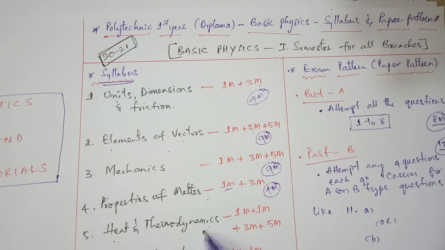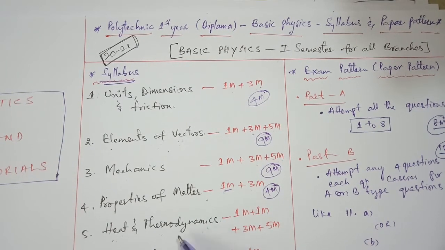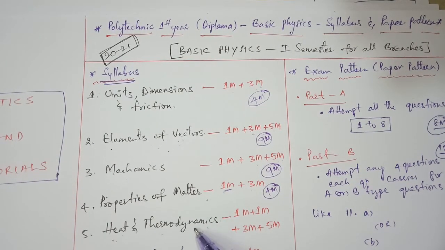Okay, thermodynamics, already you know that. First law of thermodynamics, second law of thermodynamics, heat engine, refrigerator, Carnot engine. So all these questions will be asked in heat and thermodynamics, in which 1 mark questions 2 will be asked, and a 3 marks question and a 5 marks question will be asked. Total weightage is 8 plus 2, 10 marks.